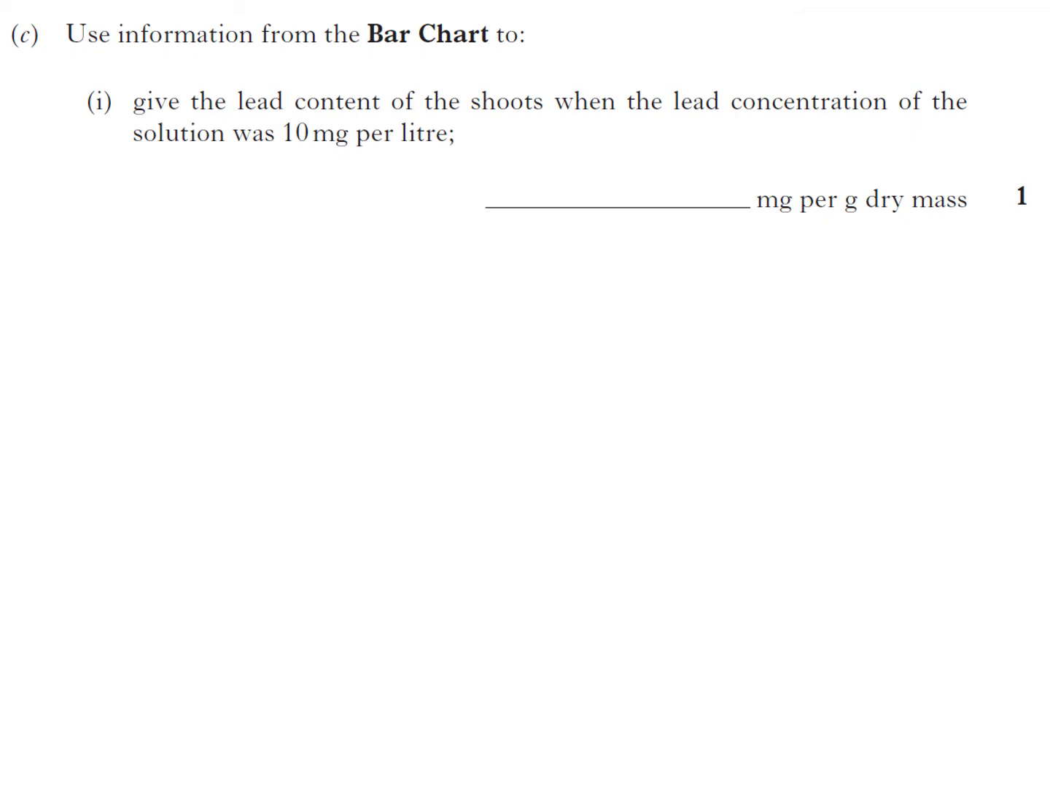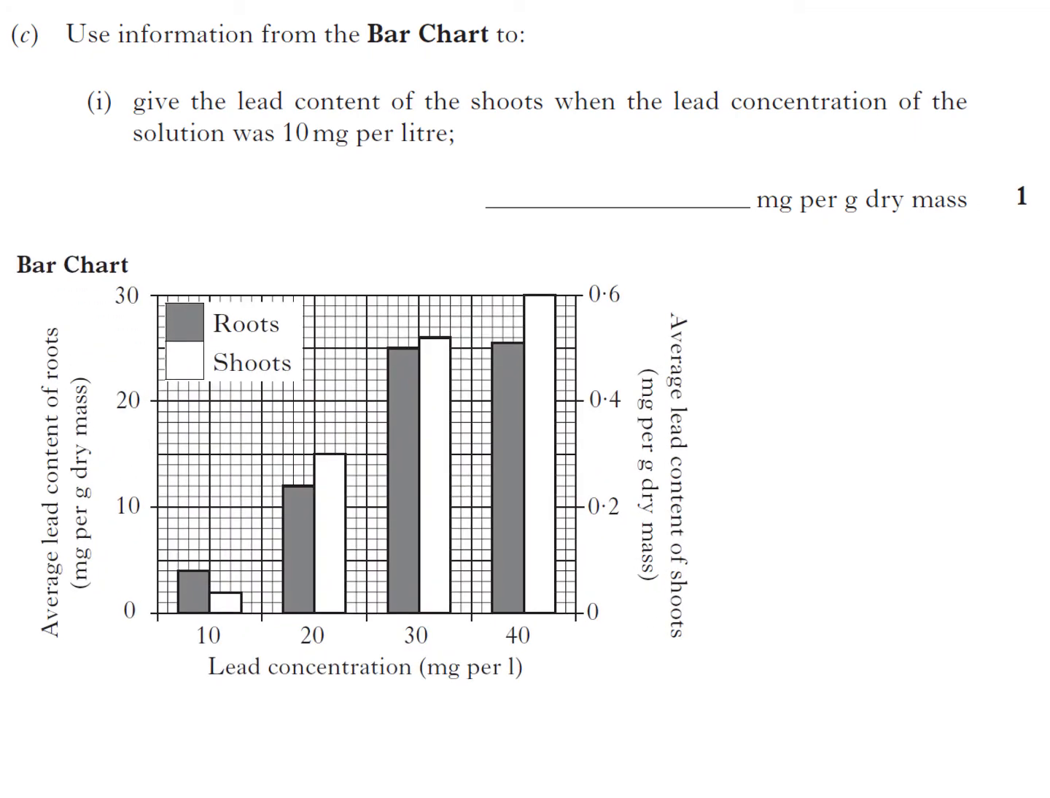Use information from the bar chart, we're going to need this then. Give the lead content of the shoots when the lead concentration of the solution was 10 mg per litre. Okay, so we're looking at the shoots. They're really just giving you 1 mark for recognising that you're going to have to read to the secondary axis. 10 mg per litre, shoots here, this point, read over to here. So what do we say that was going up in? 0.02, so 0.04. That's it.